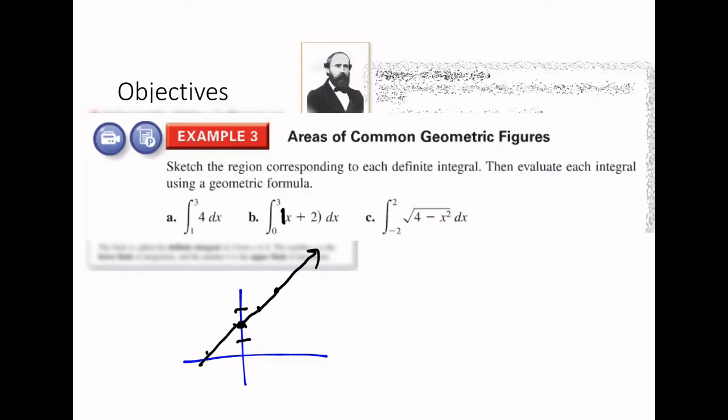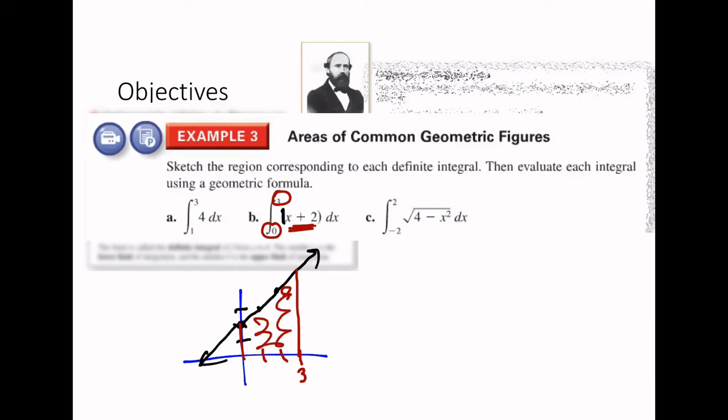And this line does do this. But remember, I only want to concentrate on the area between this function and the x-axis from 0 to 3. So from 0, 1, 2, 3 to 3. So this is what we're looking for.